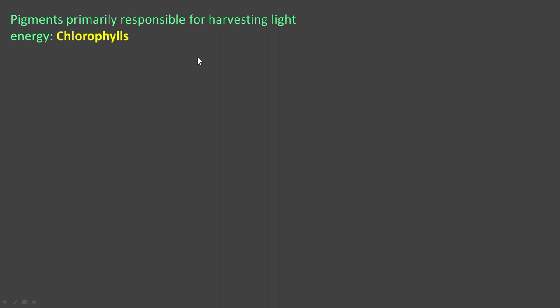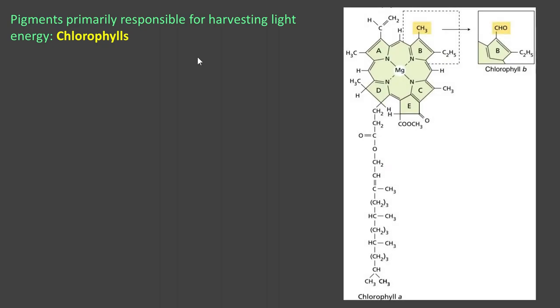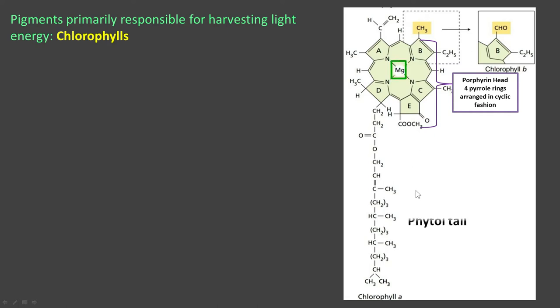Let's see the chemical structure of chlorophyll molecules. Each chlorophyll molecule has a porphyrin head and a phytol tail. The porphyrin head is composed of four pyrrole rings A, B, C, D, or in some books you will find 1, 2, 3, 4, in which magnesium takes the central position. Phytol is a 20 carbon tail, and the head and phytol tail are interconnected with the help of an ester bond.